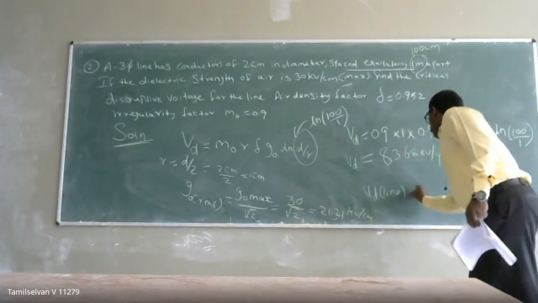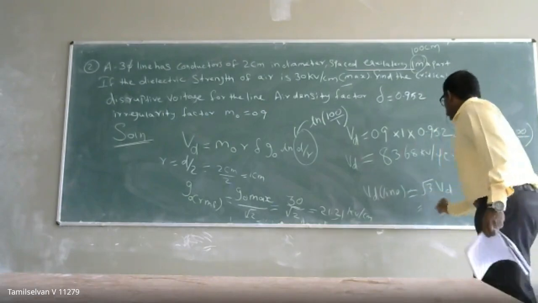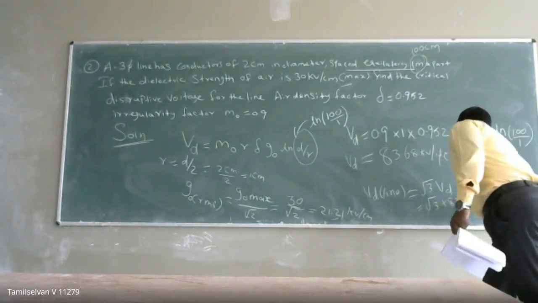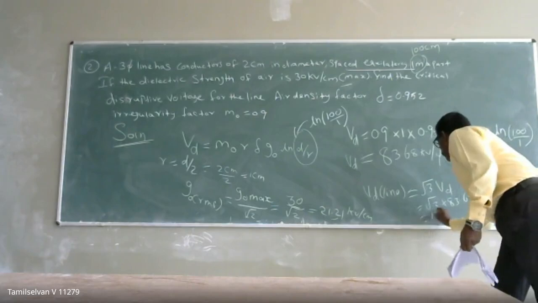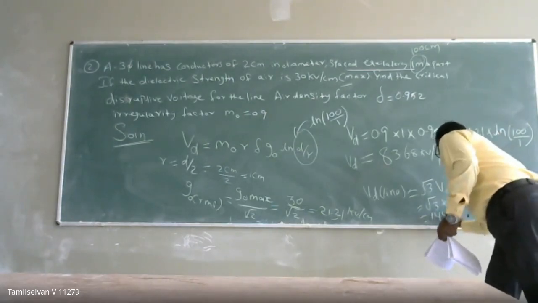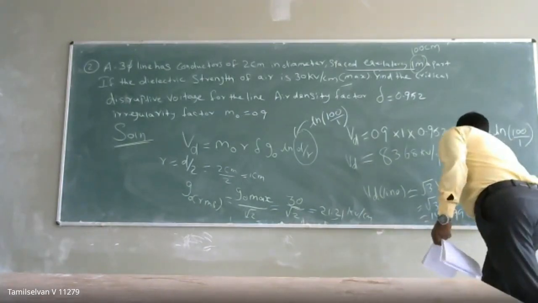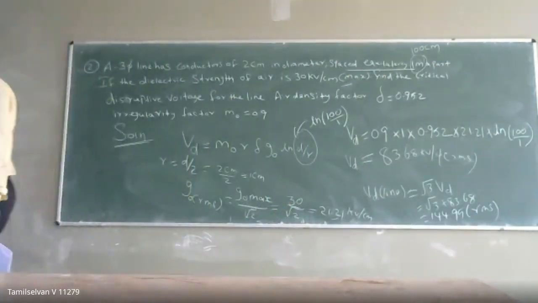So it means root 3 into VD, root 3 into 83.68, and you will get 144.95. So this is your RMS value. Yeah, Abhirami, you are correct now.